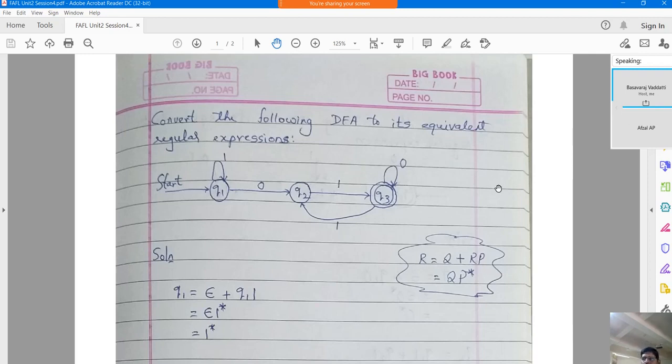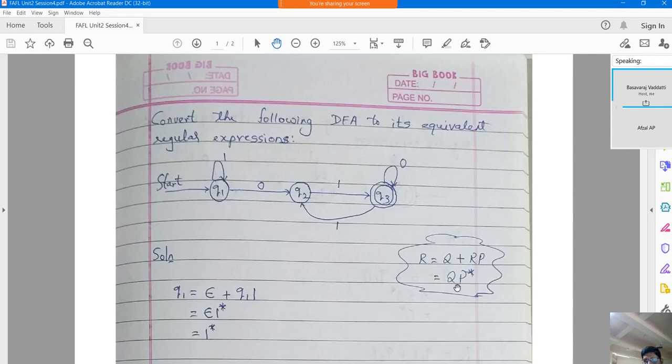Just as you have various Boolean laws, theorems and identities in Boolean algebra, similarly this is also a formula: R equal to Q plus RP can be replaced by R equal to QP star. Now I am going to apply the same formula here. The equation is Q1 equal to epsilon plus Q1 1. The left hand side variable Q1 appears on the right too. Therefore, Q1 equal to epsilon 1 star.